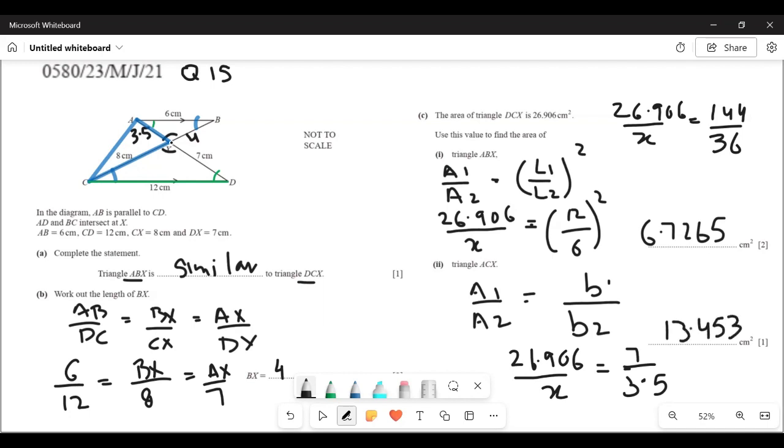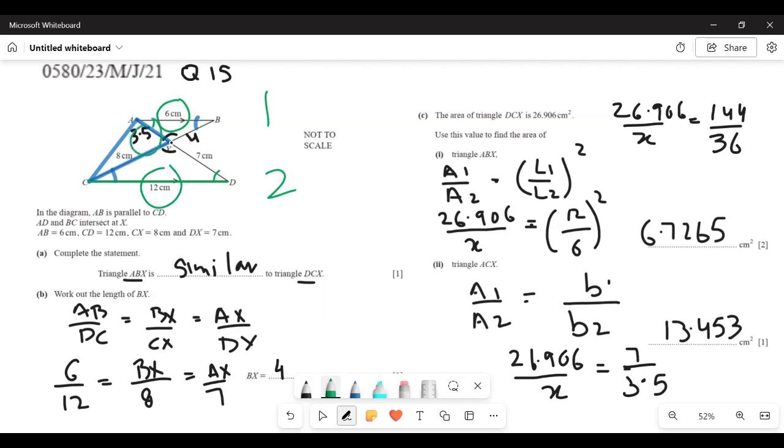That's 13.453. Instead of base 1 and base 2, you could also use the ratios here. This is 1:2. So this would also be 1:2. So you could use 1 here and 2 here directly. That would work as well.